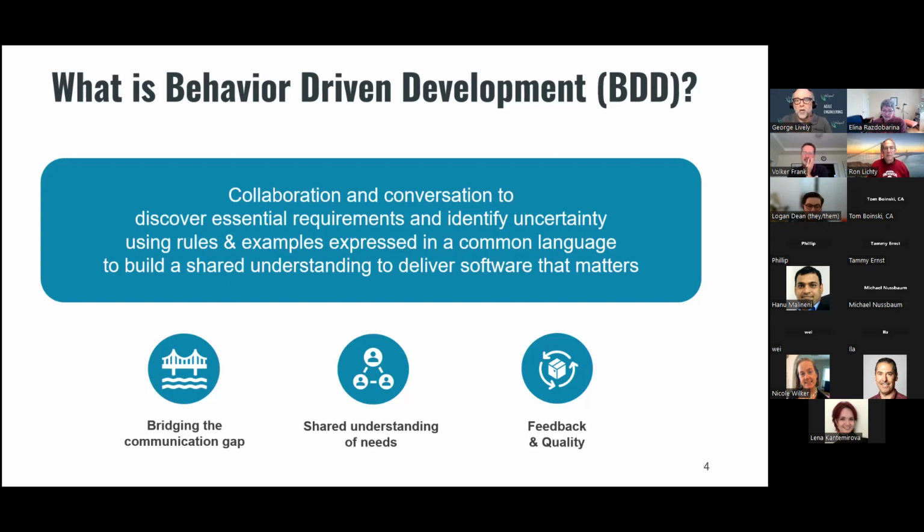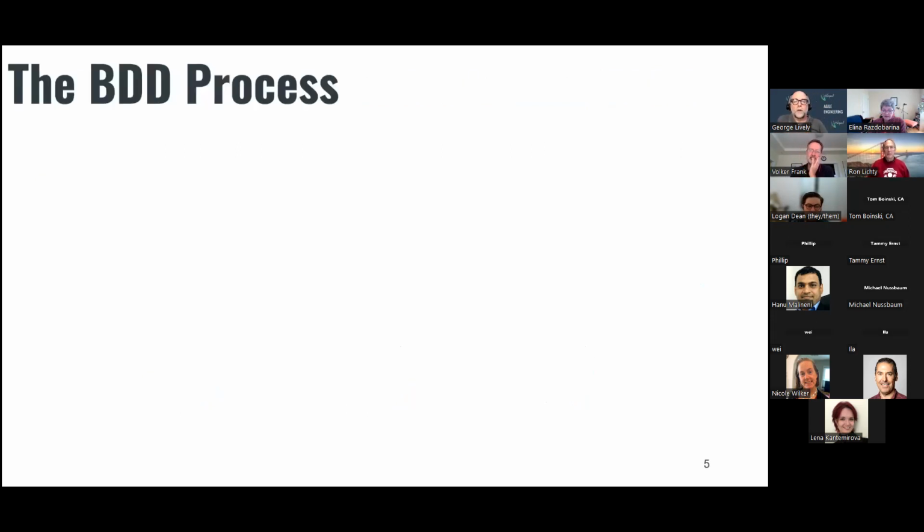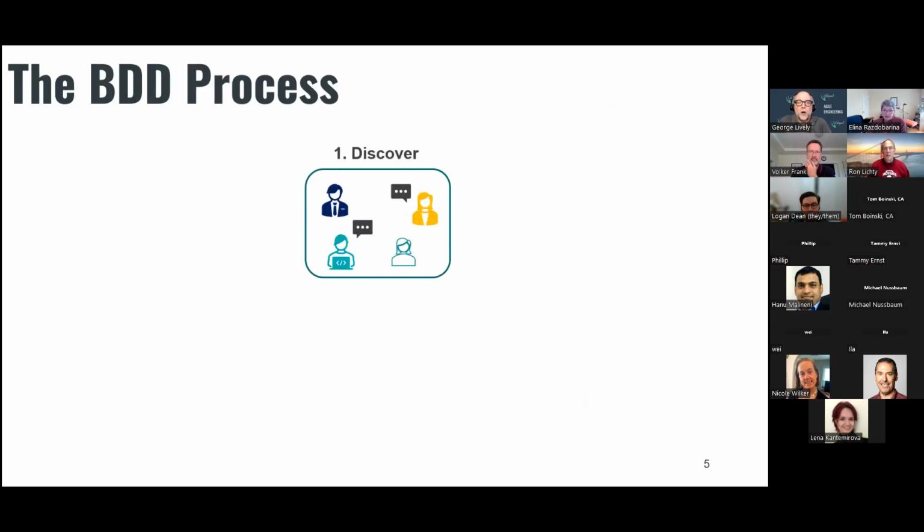Truly delivering software that matters. All right, so the BDD process itself, for those of you who are unfamiliar with it, it really starts with discovery, making sure that that conversation happens. We want to make sure that we bring together a number of different perspectives to this conversation.